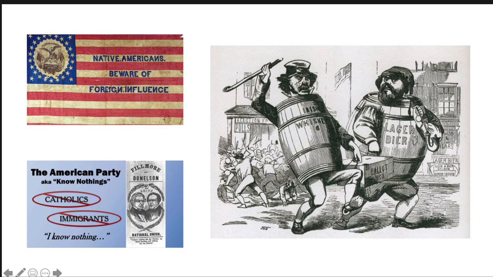So as a result of these German and Irish immigrants coming in such great numbers to the United States, you begin to see prejudice rear its ugly head by many Americans who call themselves nativists or natives. Now, who are these natives? Explain to me the demographic of a native. Are they Native Americans?